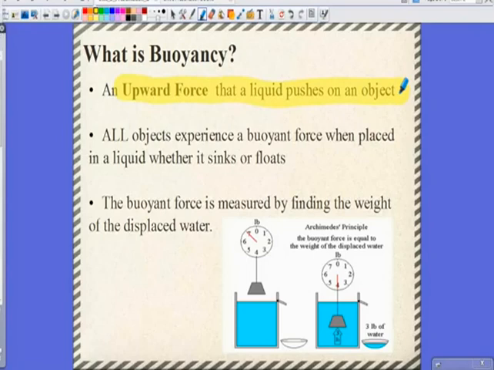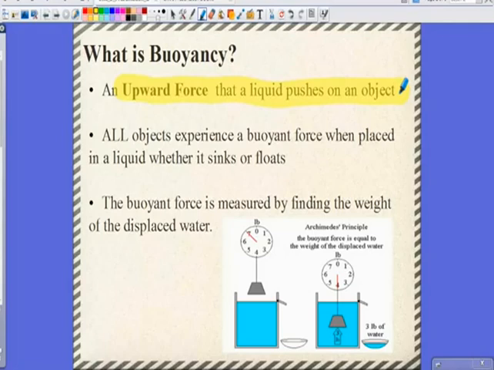And every object has a buoyant force, whether it's really tiny or very, very large. Because anytime you put an object into liquid, you should always see that water level rise. And whenever that level rises, that's the buoyant force of the object, because the water or the liquid is pushing up on the object. And when it pushes up, the water level rises. Okay, so that's what buoyant force is. So whether it sinks or floats, the object always has a buoyant force.